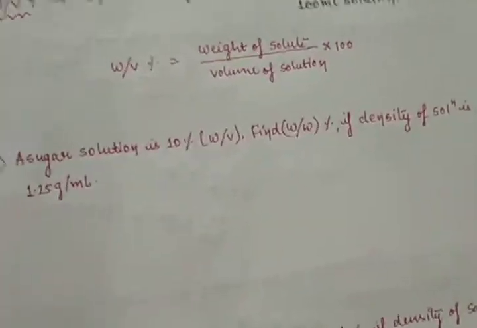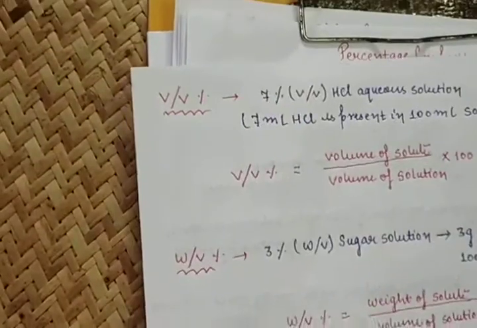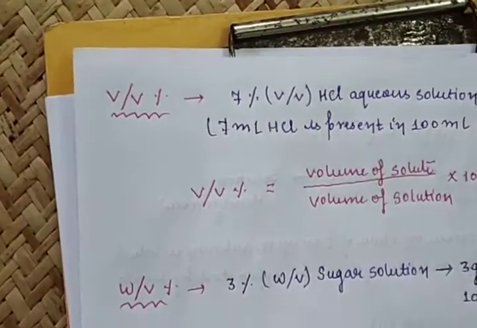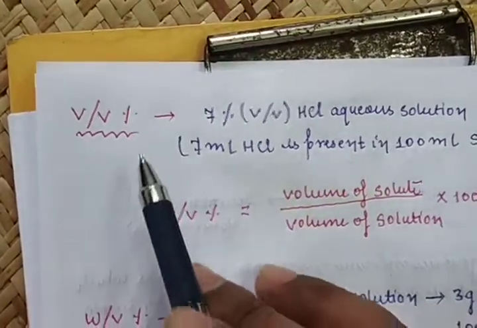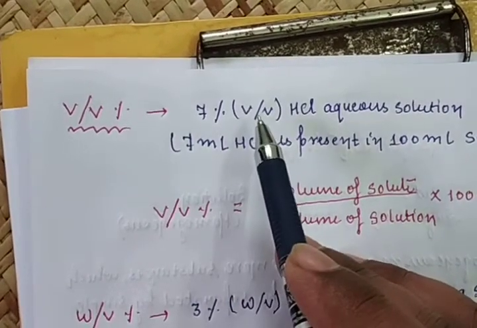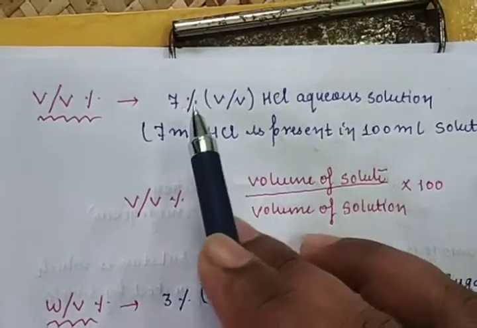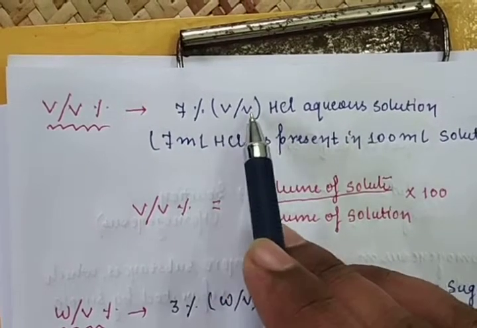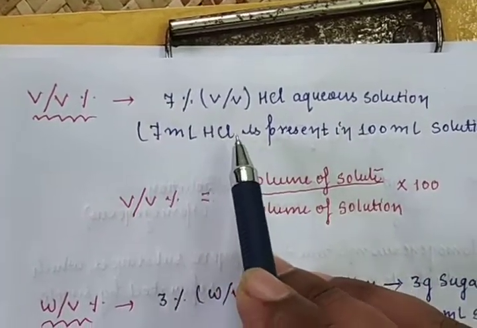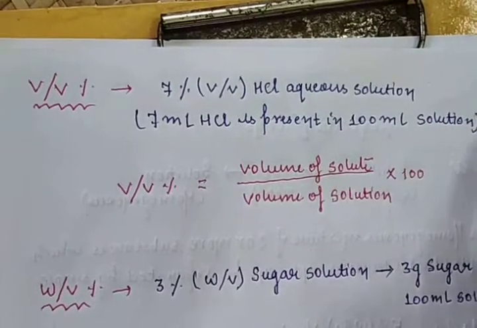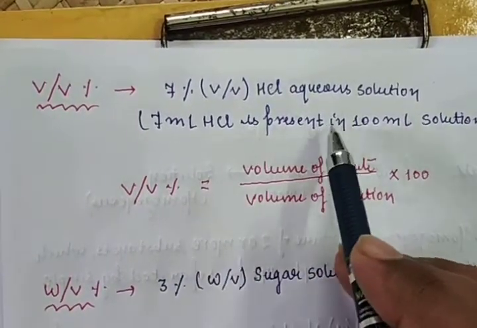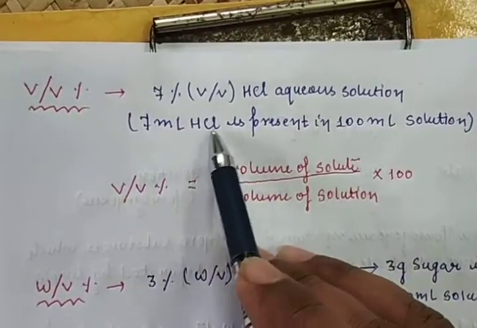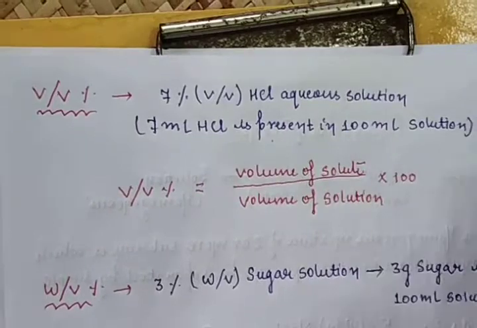Now here the next is V by V percentage. V by V means volume by volume percentage. And how to define volume by volume? Suppose you have 7% V by V NaCl aqueous solution. So what is the meaning of 7%? 7 ml NaCl, because volume is given. So 7 ml NaCl is present in 100 ml of solution. Clear? Suppose you have 5% HCl, so 5 ml HCl is present in 100 ml of solution.